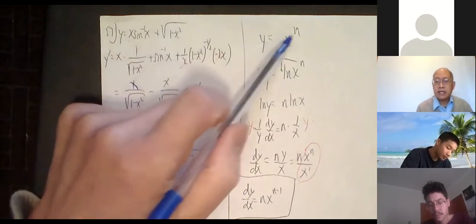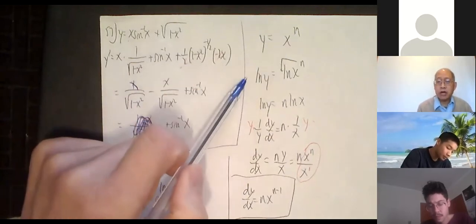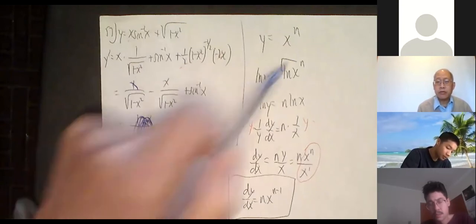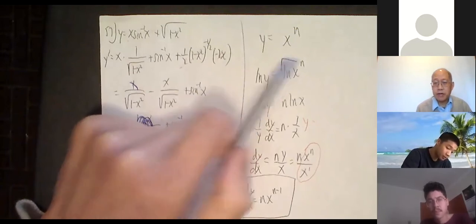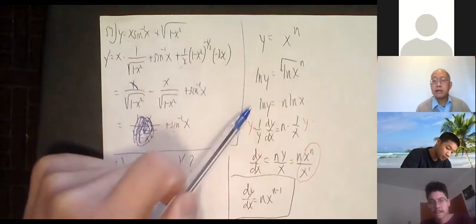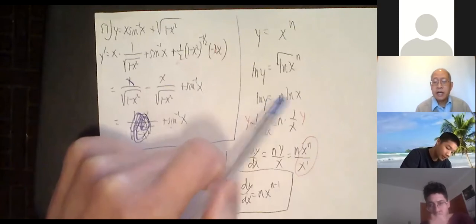So y equals x to the n. Take the natural log of both sides. ln y equals ln x to the n. And there's a property of logs that says I can bring the n in front. So ln y equals n ln x.